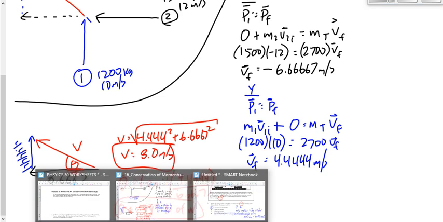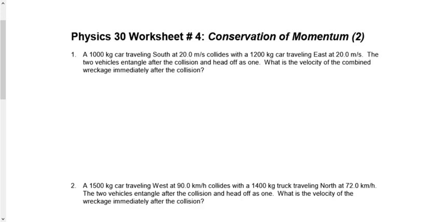Okay, I'm going to get you to take a look at worksheet number 4. Right now, for the time being, I'm only going to have you work on questions 1 to 3 on worksheet number 4, please.